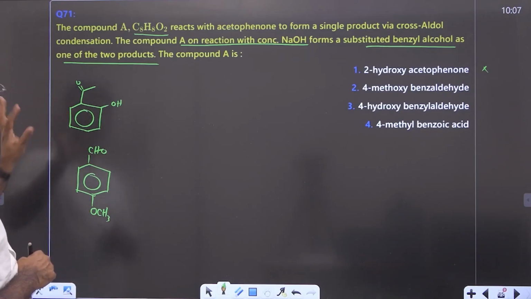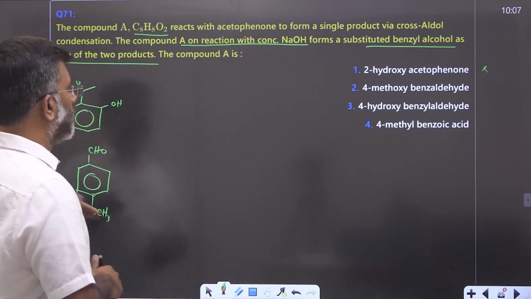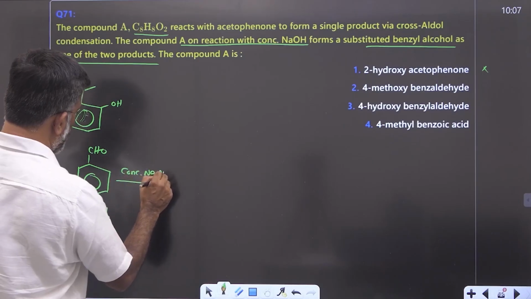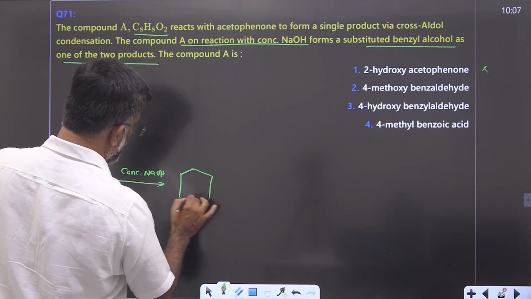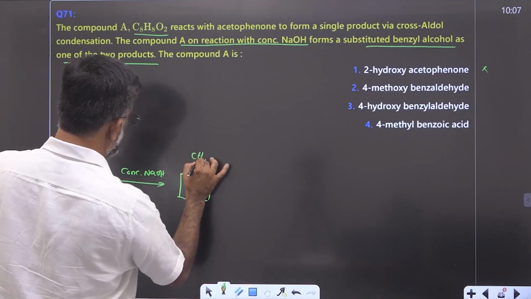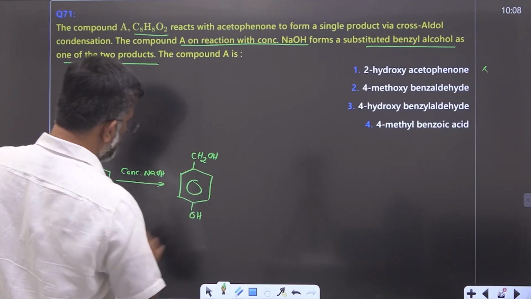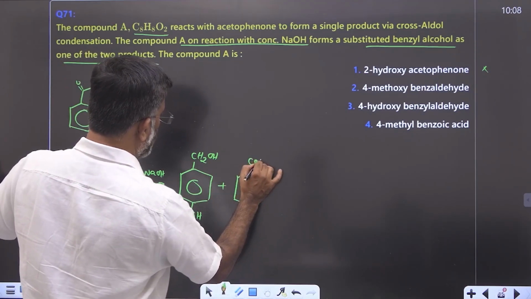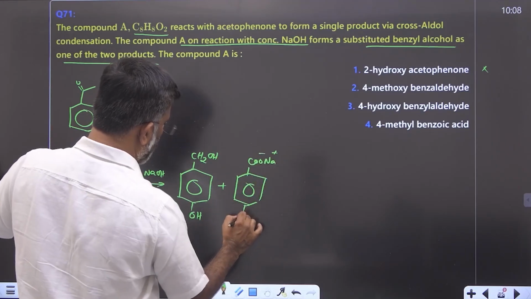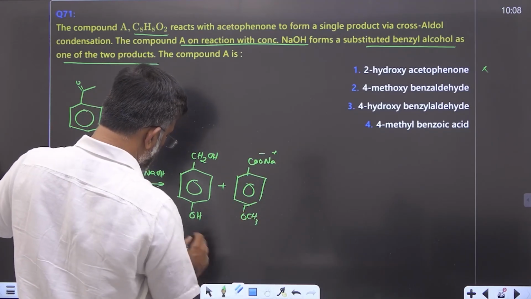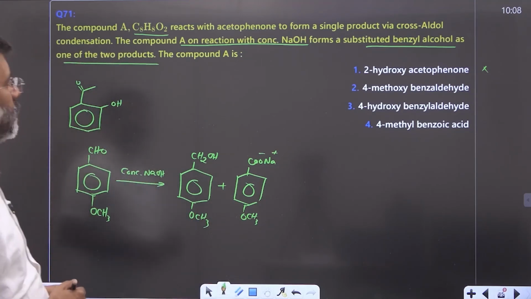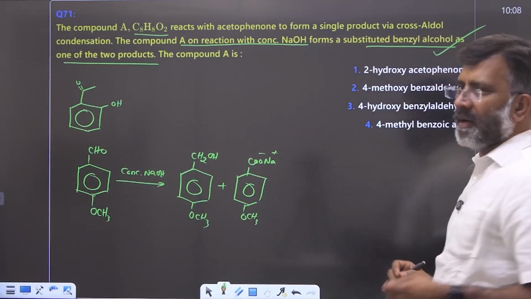4-methoxybenzaldehyde. 8 carbon, 8 hydrogen, 2 oxygen. This will give the Cannizzaro reaction. When treated with concentrated NaOH, you get CH2OH, that is substituted benzyl alcohol, and the sodium salt of benzoic acid, again substituted. This I have written wrong, it should be OCH3. So this is the Cannizzaro reaction, and this part of the statement is satisfied by option 2.